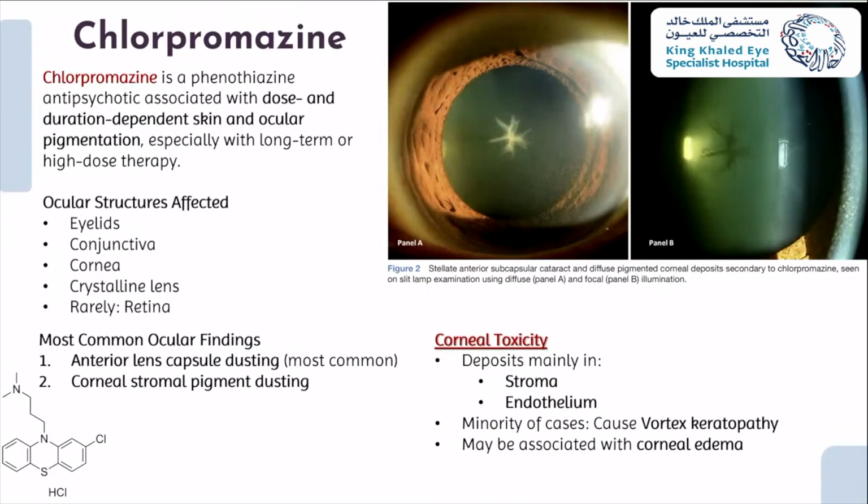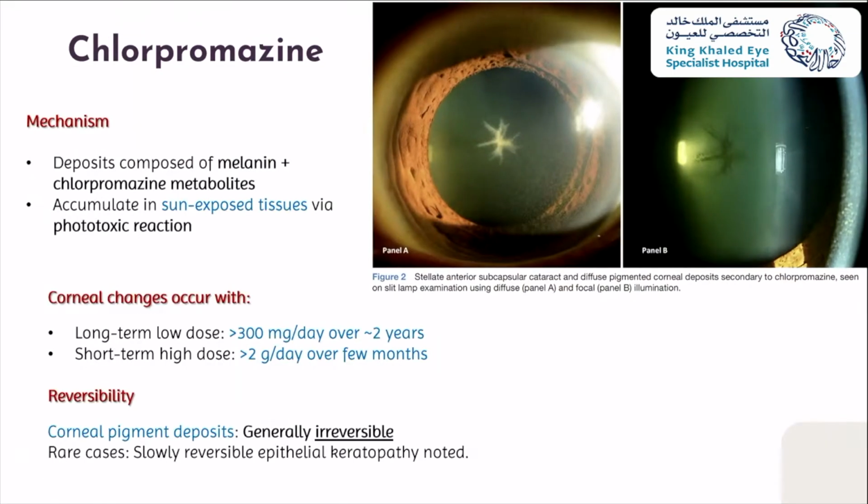In a minority of cases, the toxicity can cause vortex keratopathy and may be associated with corneal edema also. The mechanism: it will bind with melanin, and so it will accumulate in the sun-exposed tissue via phototoxic reactions. Even with long-term low dose or short-term high dose, it will lead to corneal changes, and generally the pigment deposits are irreversible.